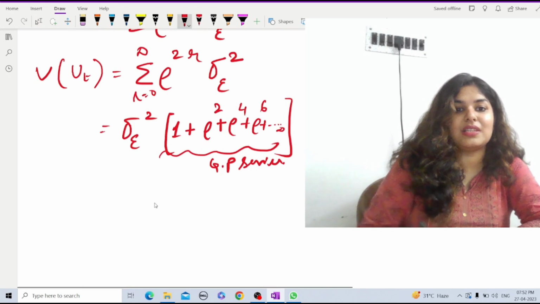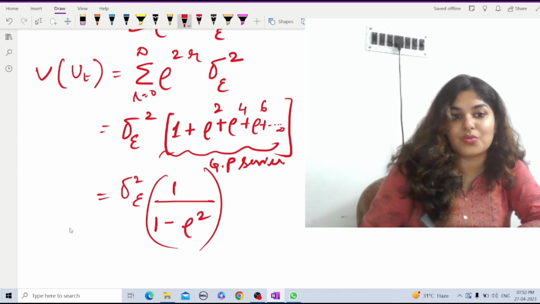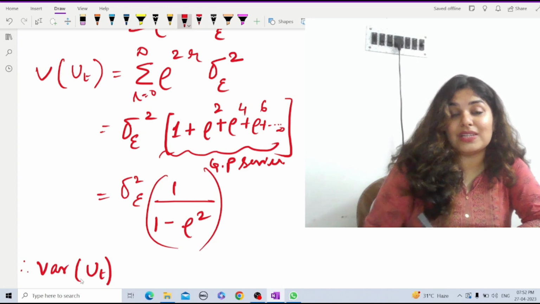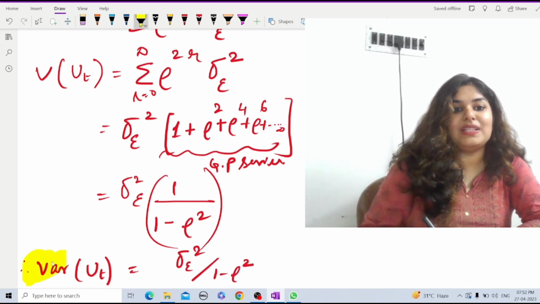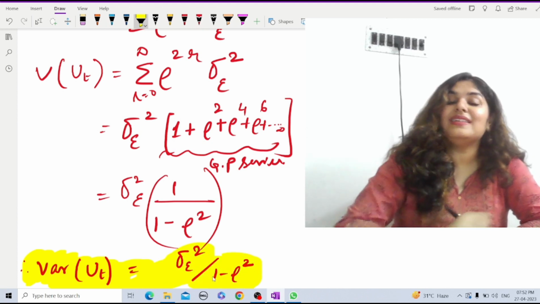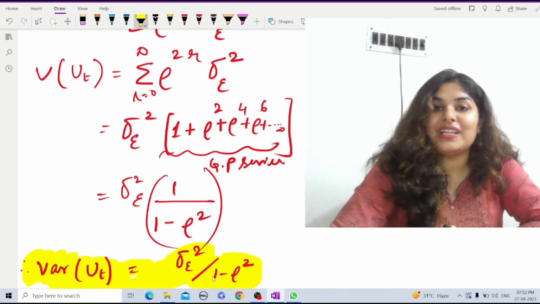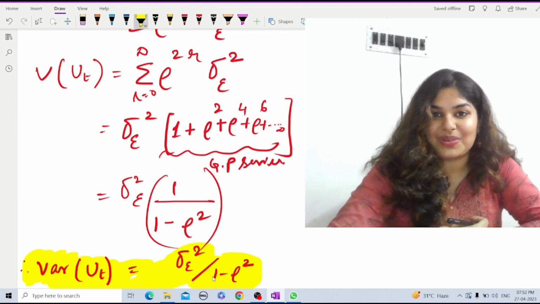We can write down this expansion as 1 by 1 minus rho square. So this is the expansion of 1 by 1 minus rho square. Therefore the variance of the disturbance term when it is correlated is equal to sigma epsilon square by 1 minus rho square, and that is the answer. That means the mean is 0 and the variance will be this particular value when the disturbance terms are correlated with the successive disturbance term of the time period, right?